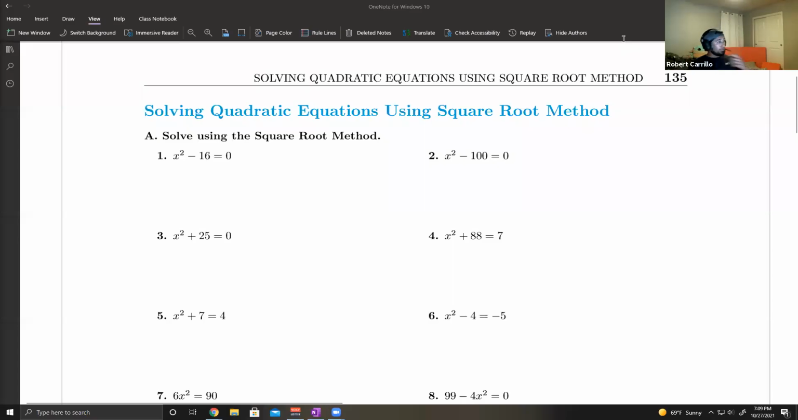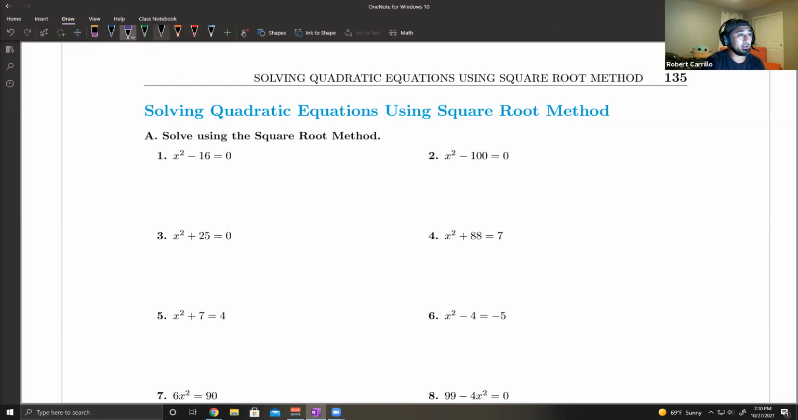Okay. So we learned the quadratic formula last time, and now we get kind of a shortened version of the quadratic formula. This is called the square root method. This helps us solve quadratic equations that are only two terms, right? Only two terms.